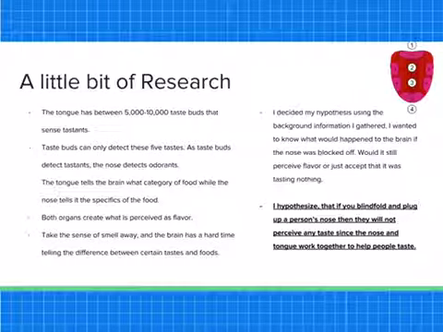My hypothesis was decided by using the information I gathered beforehand. I hypothesized that if you blindfold and plug up a person's nose, then they will not be able to taste anything, since both the nose and the tongue work together.